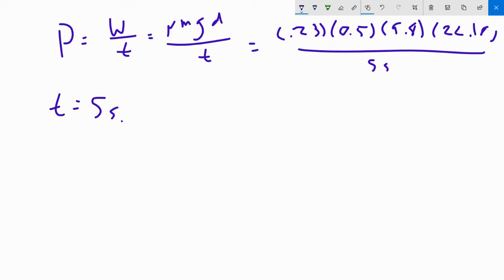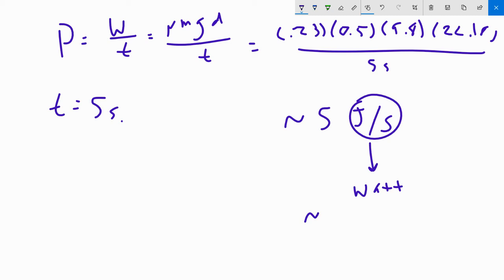Plug this into the calculator. I didn't do this part before. 0.23 times 0.5 times 9.8 times 22.18 divided by 5 is roughly 5. Now you're thinking, what is my unit? Well, work is measured in joules, time is measured in seconds, so joules per second, that is the same thing as a watt. So this is roughly 5 watts of power that went into transferring that box across the floor.